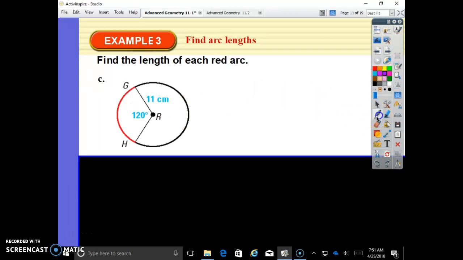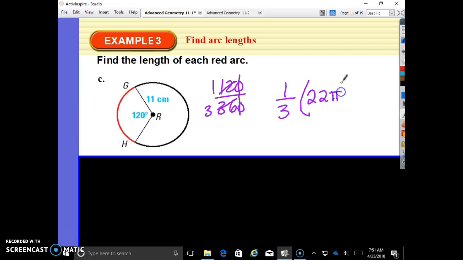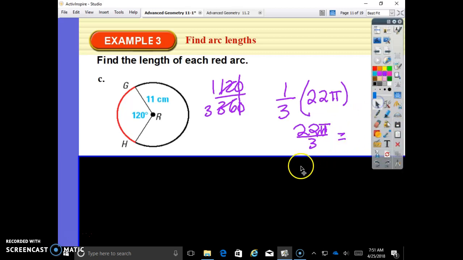All right, so on this one, it's the same thing again. So we have 120 degrees out of 360 degrees. Do you guys want to do the multiplying way instead of the proportion? It's up to you. So this would be 1/3. So you're looking for 1/3 of the circumference, 22 pi. So 22 pi divided by 3, which is going to give you 22 times pi equals, divide by 3 equals 23.04.